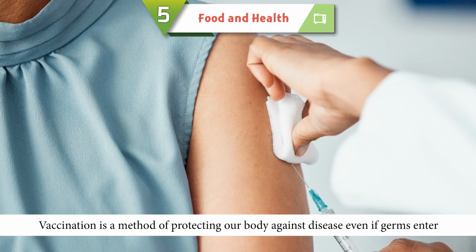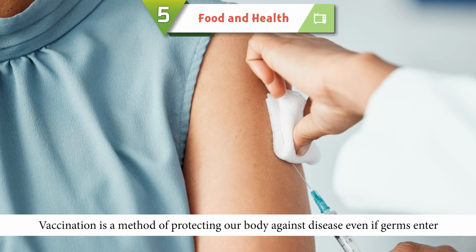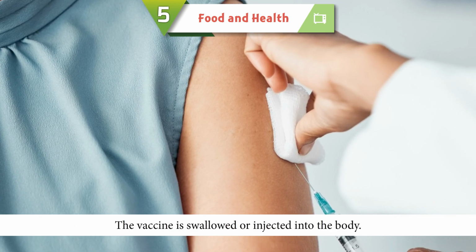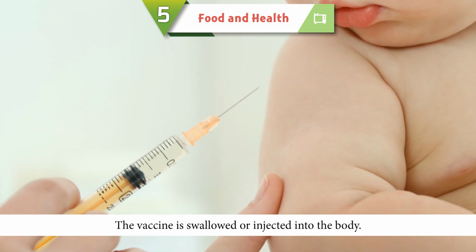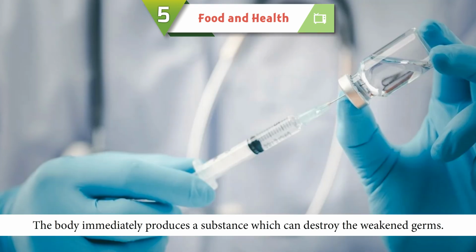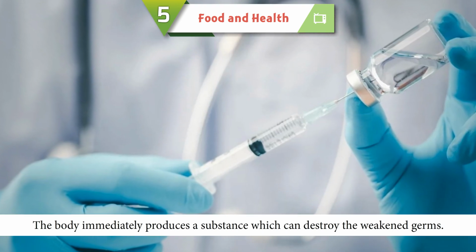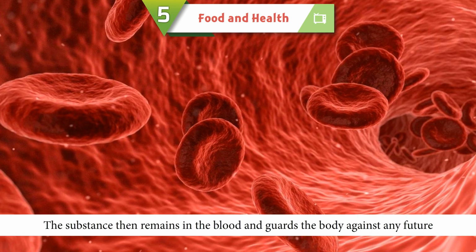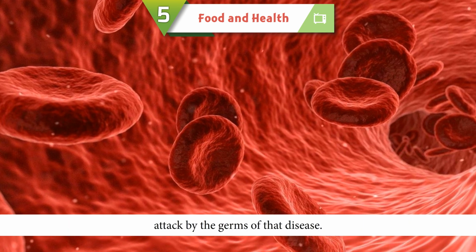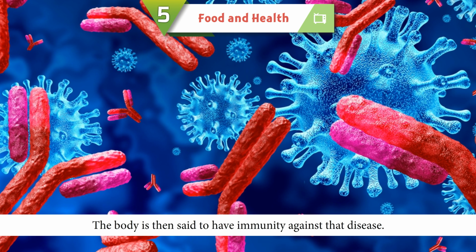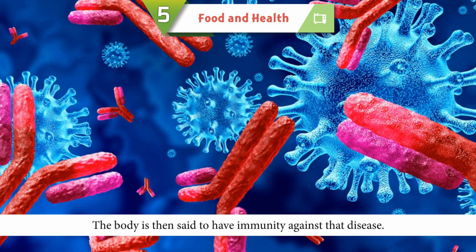Vaccination. Vaccination is a method of protecting our body against disease even if germs enter the body. The vaccine is swallowed or injected into the body. The body immediately produces a substance which can destroy the weakened germs. The substance then remains in the blood and guards the body against any future attack by the germs of that disease. The body is then said to have immunity against that disease.